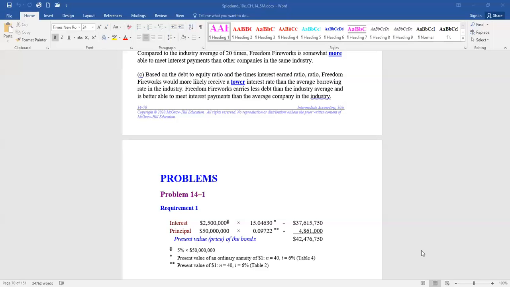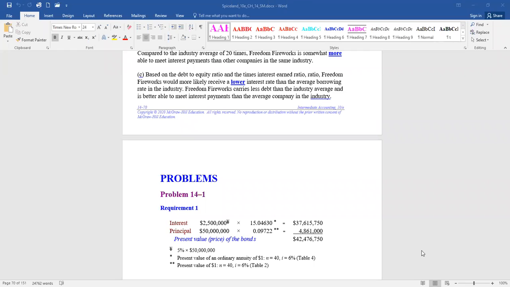Now, we need to determine the present value of those 6-month interest payments. So we need to know how much are we willing today to pay to receive $2.5 million over the next 20 years for 40 interest payments. So N is 40, but we use the market interest rate to determine the discounting or the present value. So we use a 6% interest rate because there's interest paid twice a year, so 12% divided by 2.